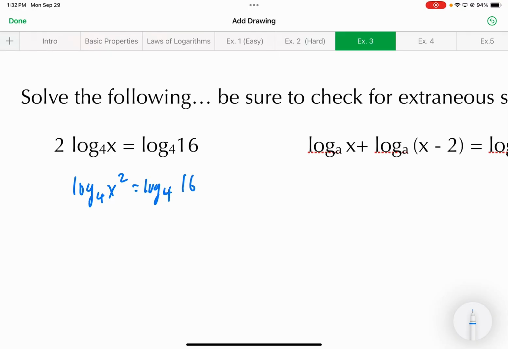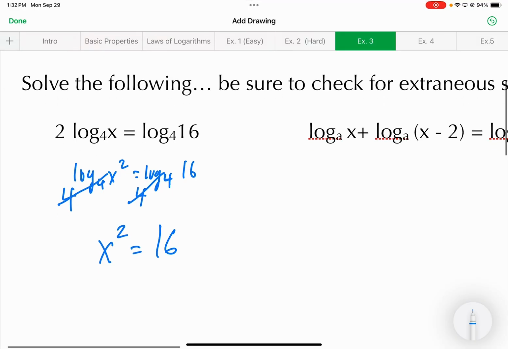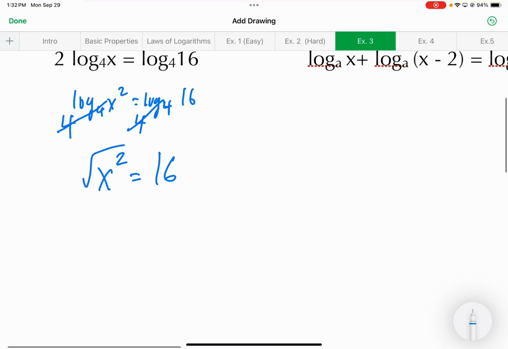And now that it's log base 4 on both sides and there's nothing else there, I can drop the logs using that property that I showed you up above. Or you could think about it like exponentiate both sides with a base of 4, and you would get x squared equals 16. All right, so then I'd solve for x, and I would get x equals what? Plus or minus square root of 16, which is plus or minus 4.